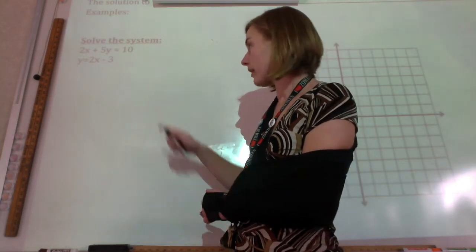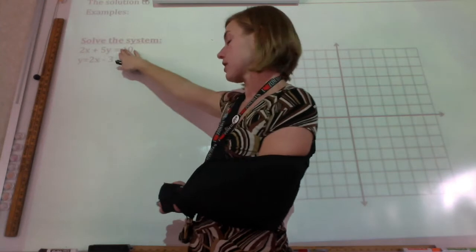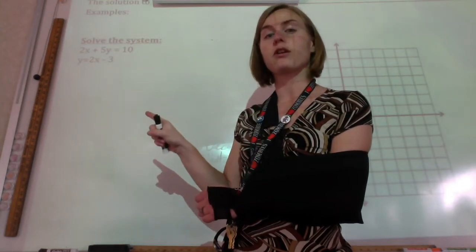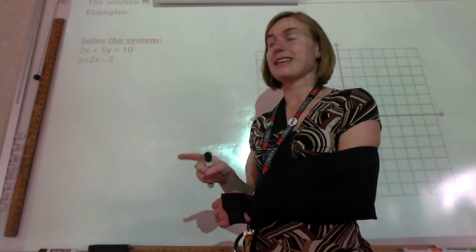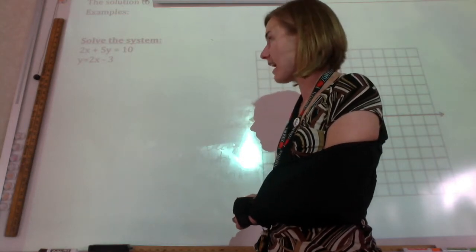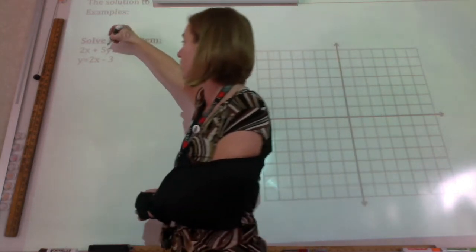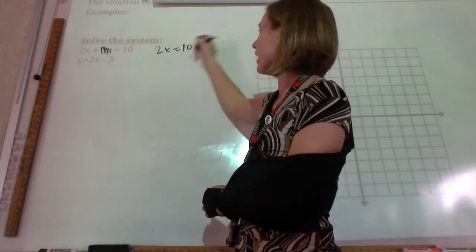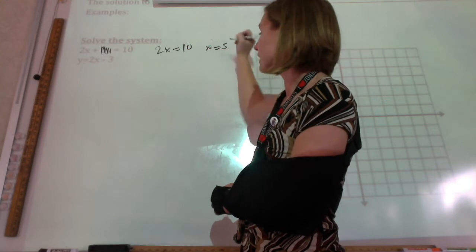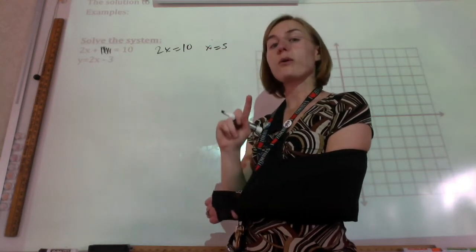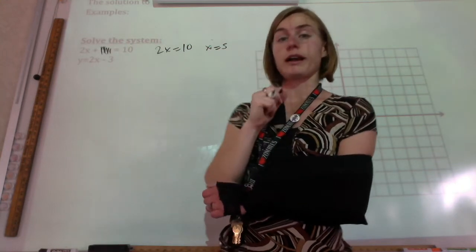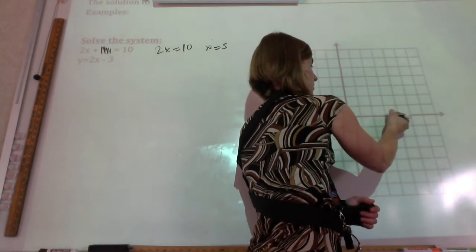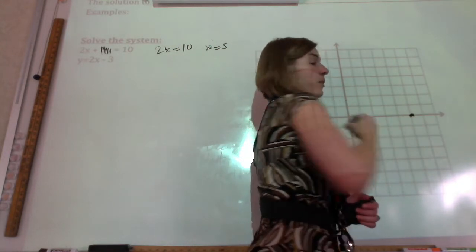So let's start with plotting just this first equation. We have 2x plus 5y equals 10. Because that's in standard form, we're going to graph it based on its intercepts. So if I want the x-intercept, I'm going to cover up y. 2x equals 10, so x equals 5. So that tells me there is a point on the x-axis where x equals 5. So on my x-axis, 1, 2, 3, 4, 5, there's a point.